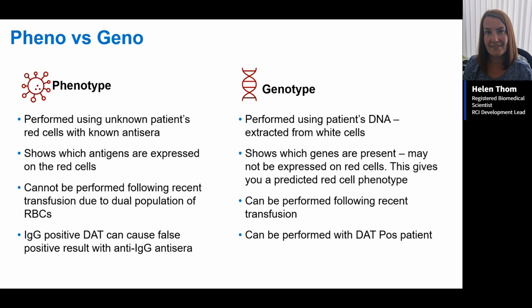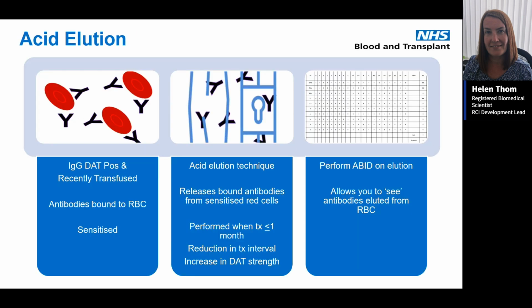Now this shows what genes are present, but they might not be expressed on the red cell. So what we'll call this is a predicted phenotype, because it's the antigens that are likely to be on the red cells based on the genes that they have. But there are various mutations and things that could cause the antigen not to be inserted into the red cell. So that's why it's a predicted phenotype. And we can perform it following transfusion and when the DAT's positive because we've got no anti-sera to interfere.